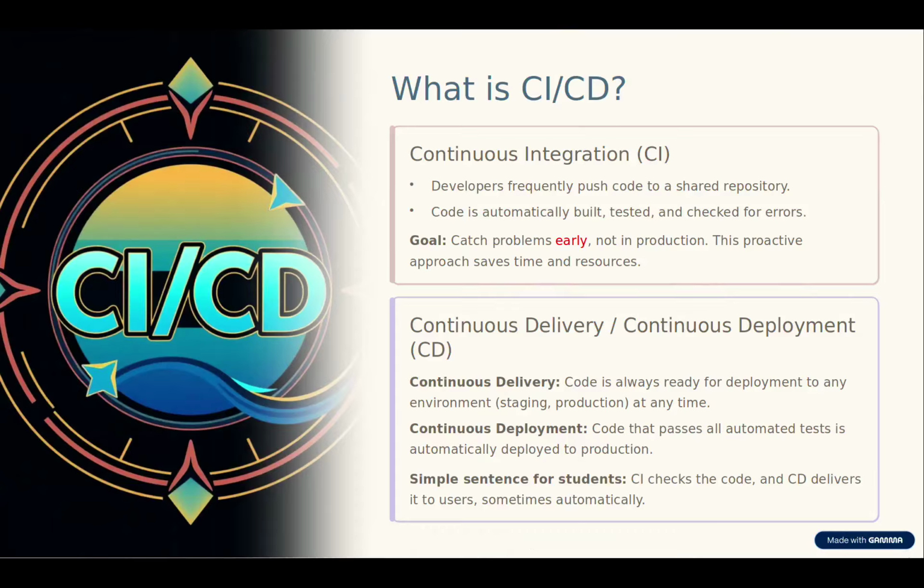And we have continuous delivery or continuous deployment. There's a small difference between these two. Continuous delivery, as you can see here, means code is always ready for deployment to any environment, staging or production, at any time. But continuous deployment means the code that passed all automated tests is automatically deployed to production. So it contains building, packaging, and deploying.